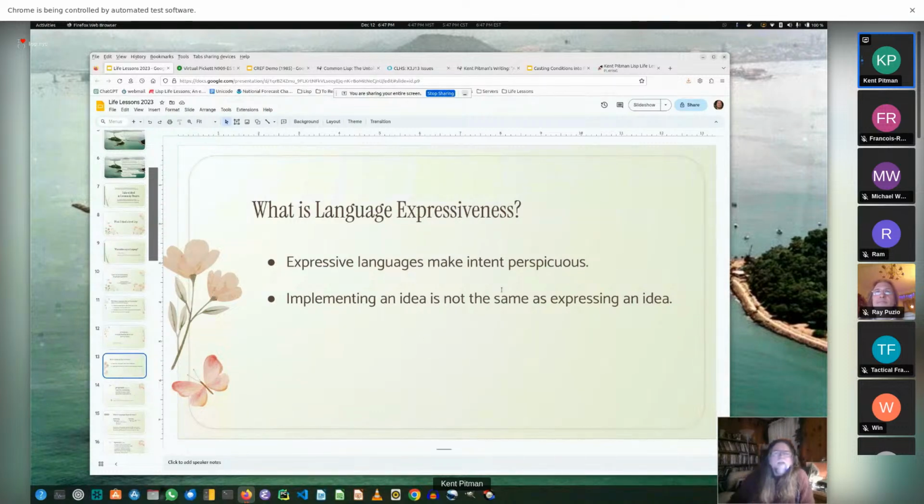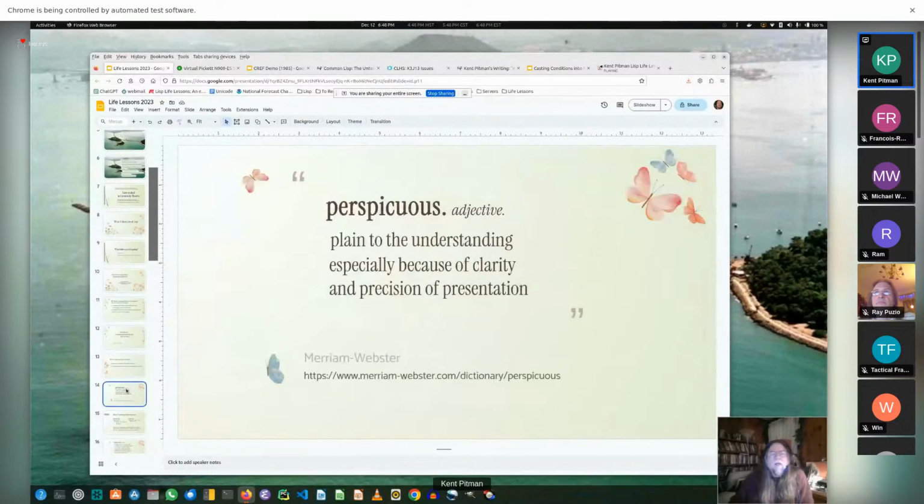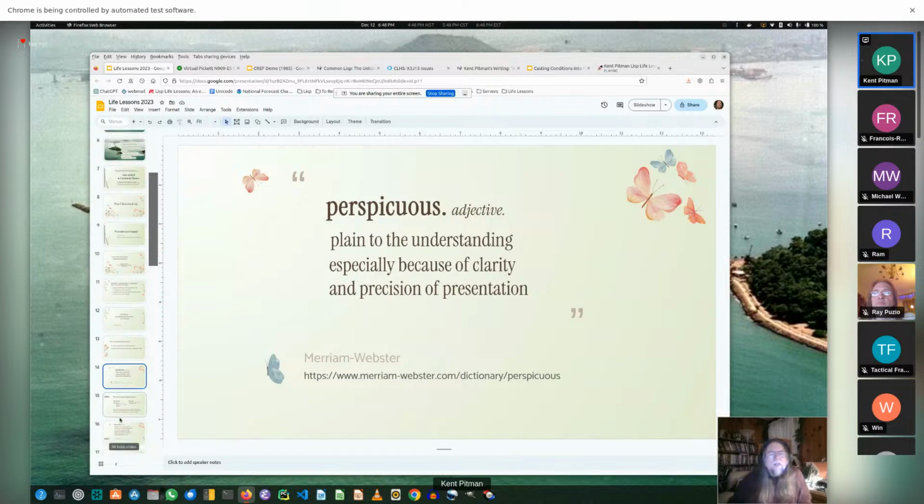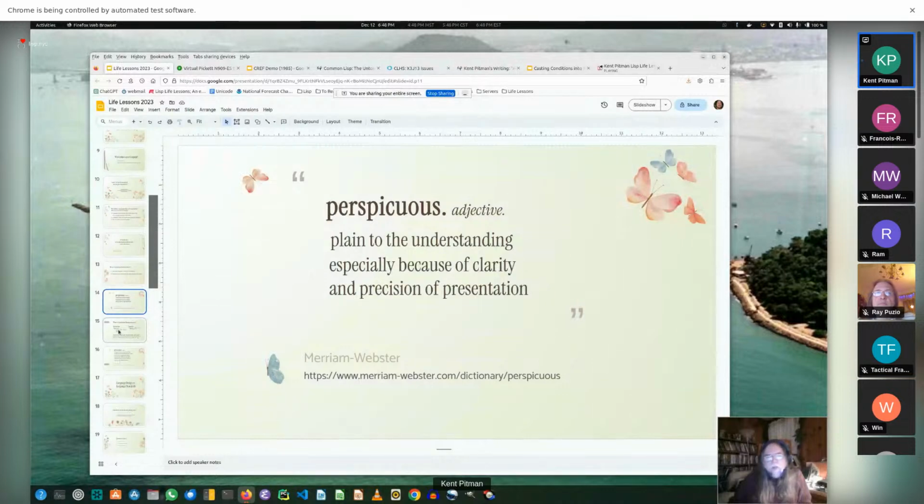I think expressive languages make intent perspicuous. I like this word perspicuous. I have a definition of it coming up here. And I like the notion of thinking about programming languages as being about not just implementing something, but expressing an idea. When you make something perspicuous, you're saying you can look at it and tell what it is that it's doing. You don't have to execute it to figure out what it's doing. That's one of the things that's lost in this whole notion of Turing equivalence when people compare by that. I just think that's such a vacant metaphor. It's just not really very useful.